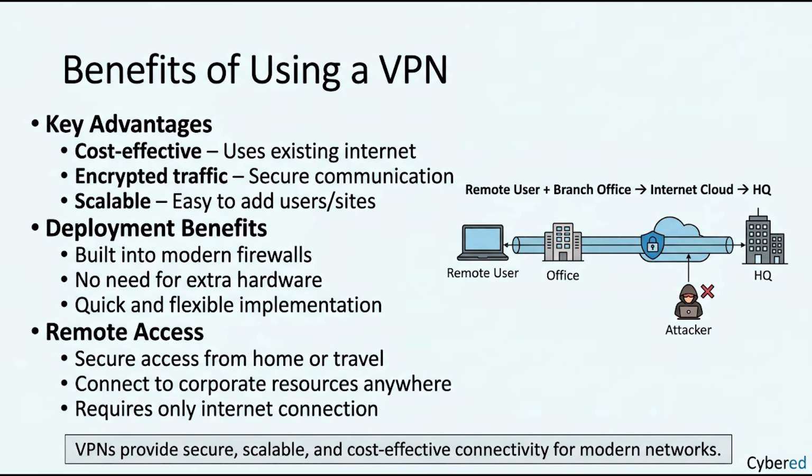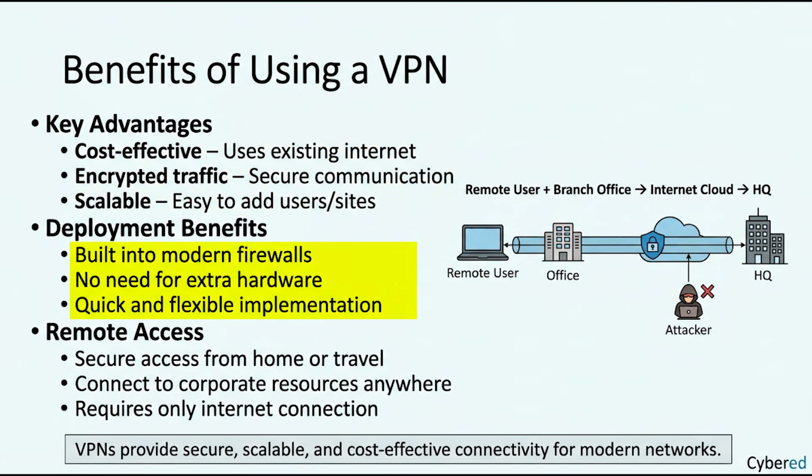The benefits of using a VPN: it's cost-effective. VPNs can use the existing internet connection rather than requiring expensive dedicated WAN links. There's secure communication, all traffic within the VPN tunnel is encrypted, and scalability. Additional branch offices and remote users can easily connect to the corporate network.